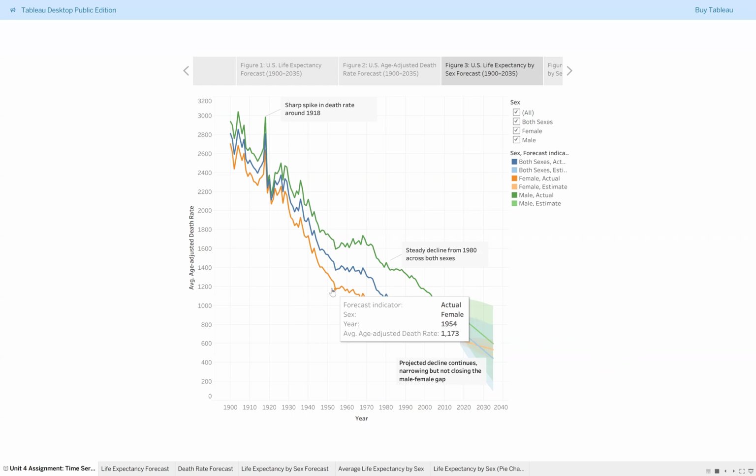2035. Now, coming to the confidence level, considering all time series forecasts, I would rate the confidence level as moderate. The data spans more than a century, so it provides a strong foundation. But also, changing factors such as new diseases, technological advances, and social shifts introduce uncertainty. Now, let's go to the next one.